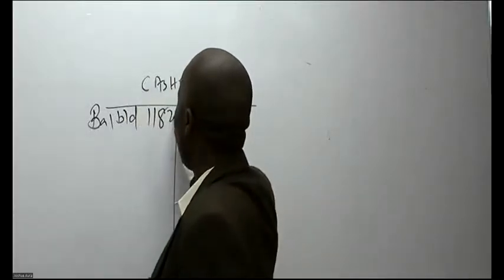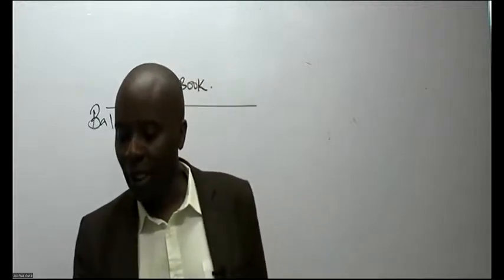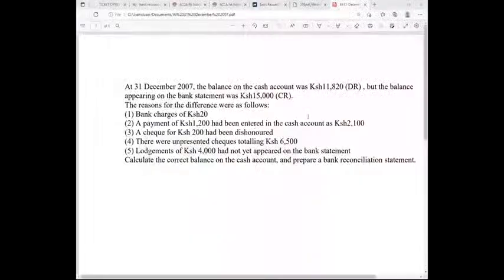11,820. Great. Now, from there, ladies and gentlemen, the next thing we are told is about the bank balance. But the balance appearing on the bank statement, which will come later, was 15,000. So you can see there's a discrepancy between the two. The reasons for the difference, so this figure, I'll pick it later, were as follows.